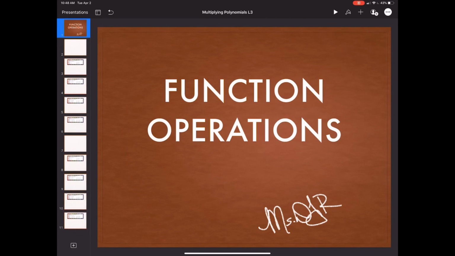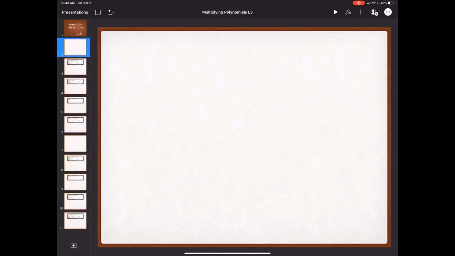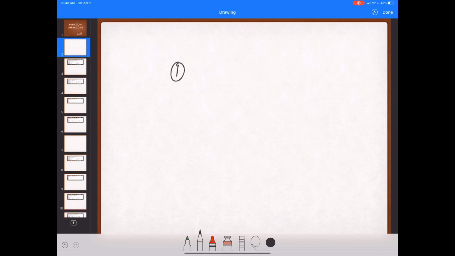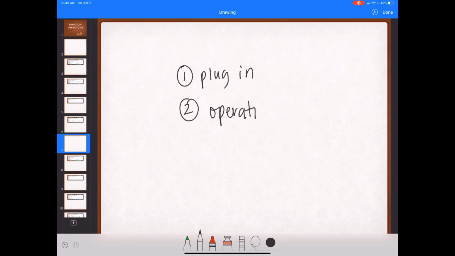Today we're learning about function operations. So I'm going to show you two different methods for doing this. The first method that we're going to do is we are going to do the operation first, and then we're going to do the plug-in. Later, we're going to do the opposite. We're going to try the plug-in first, and then we're going to do the operation. This makes no sense to you right now, but it will.